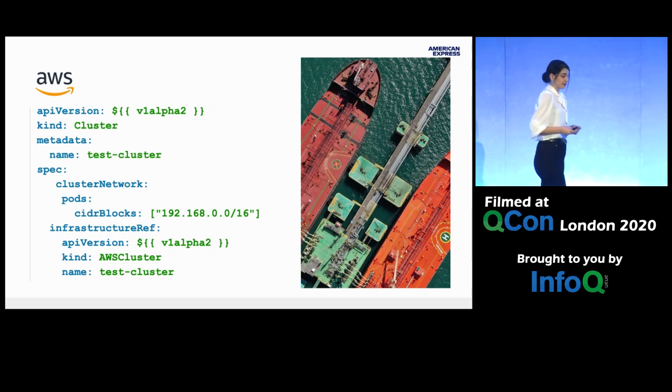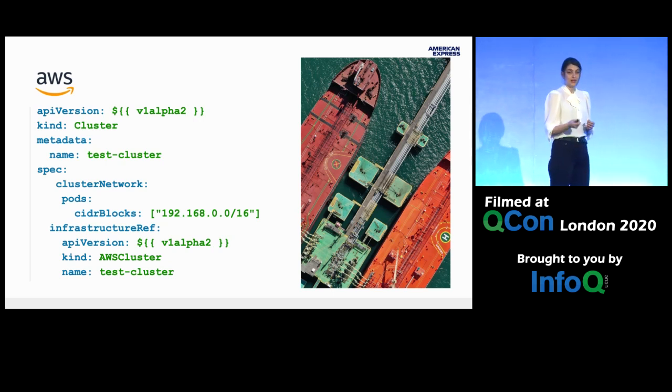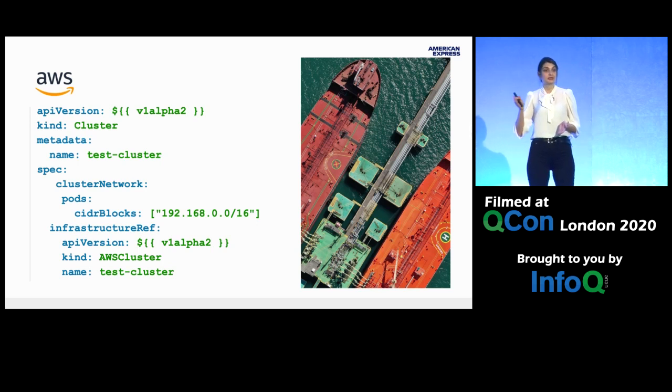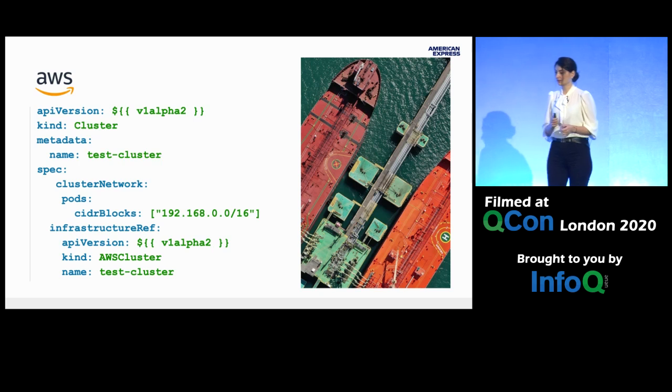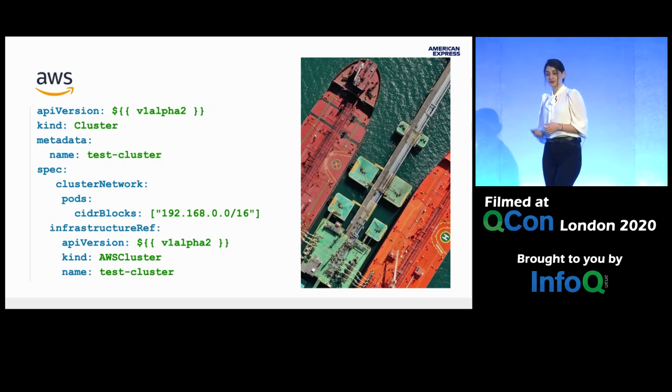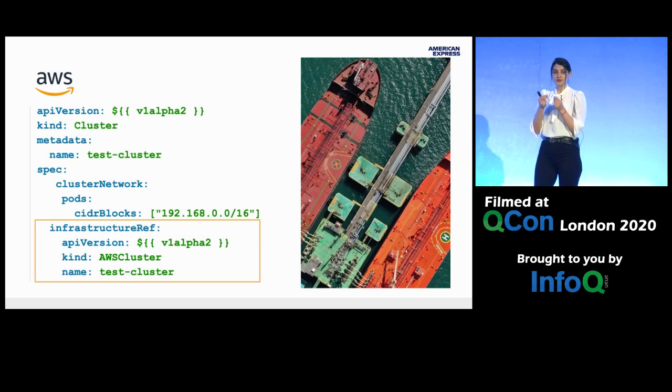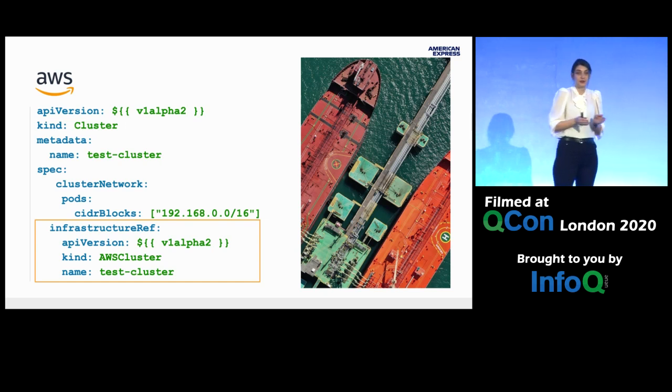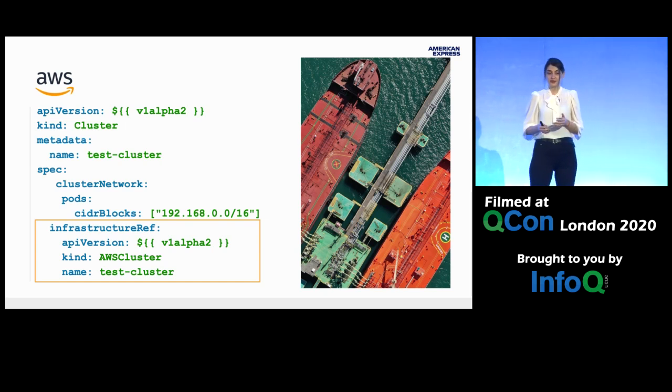Now, what we actually have here is a resource with the kind Cluster, and we're invoking the API version v1alpha2. We give it a name in the metadata, which is going to be test-cluster, and in the actual specification, we choose a /16 subnet for our pods. Now, I would like to draw your attention towards the infrastructure reference. This is going to be the component which will actually invoke the configuration specific to a cloud provider. And this makes sense because every single cloud provider is going to have its own parameters to be configured.